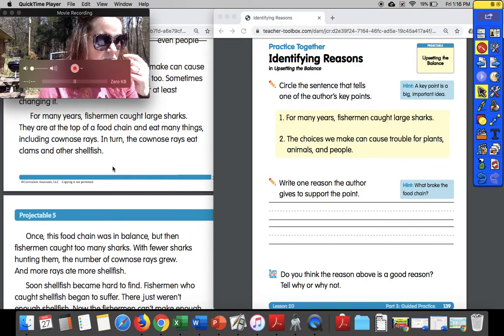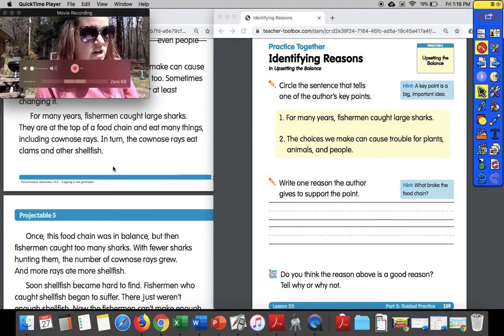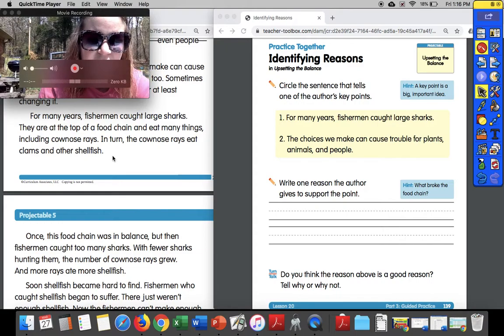So what happens to the food chain when people hunt too many sharks? We found out that the food chain breaks. There are too many cow-nosed rays, and then they eat too many of the shellfish, and then we don't have enough shellfish for the fishermen. All right, so we're going to think about the key point that they want us to know in this about the sharks and rays and shellfish.